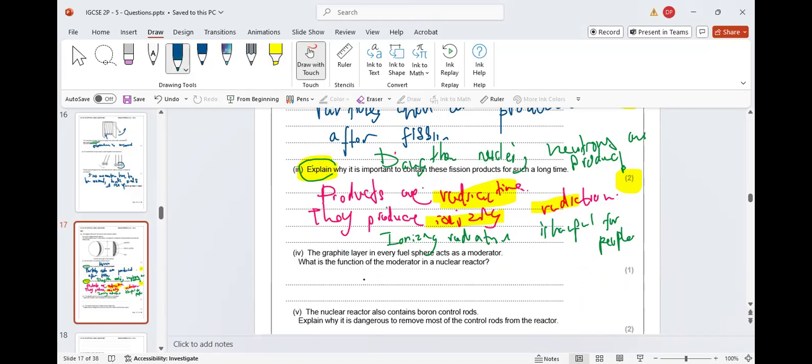What is the function of the moderator in the nuclear reactor? Moderator is someone who is in the middle, ensuring that the process is going on well. So the moderator makes the neutrons slow down so that neutrons can be easily absorbed by the fuel rods.